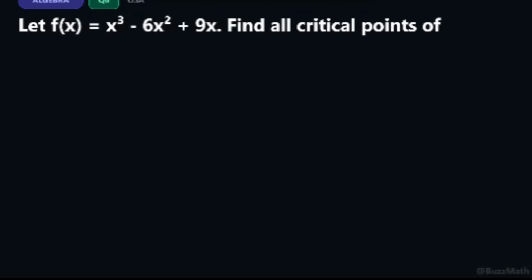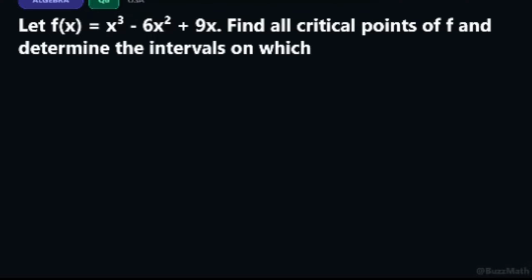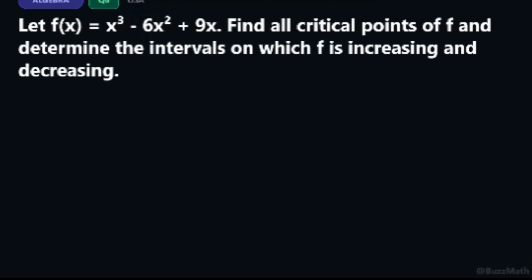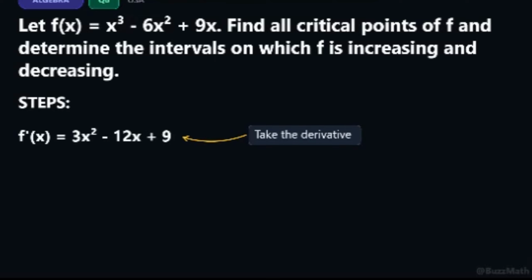Problem 5. The SAT loves hiding advanced algebra in Module 2. Here is exactly how to rip apart a cubic function fast. Let f(x) equal x cubed - 6x squared + 9x. Find all critical points of f and determine the intervals on which f is increasing and decreasing. Steps. To find critical points, we first need to take the derivative of our function using the power rule. f'(x) = 3x squared - 12x + 9. Take the derivative. Set the derivative equal to 0 to find exactly where the slope goes completely flat. 3x squared - 12x + 9 = 0.